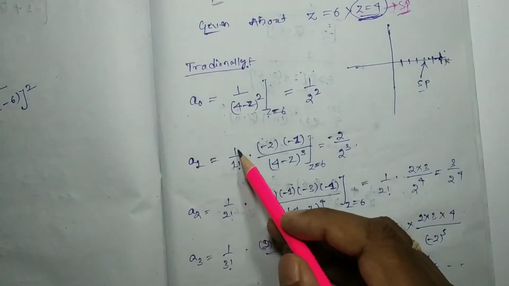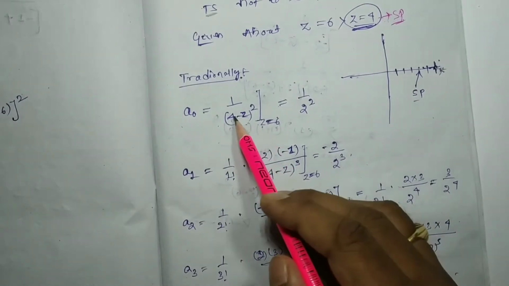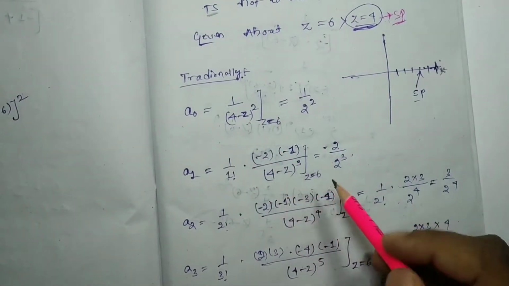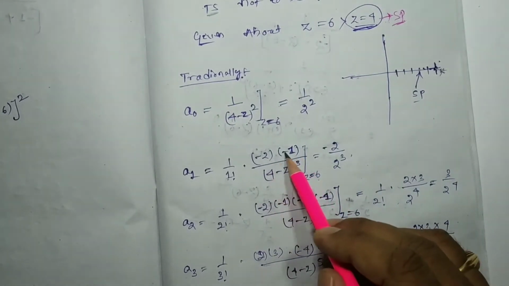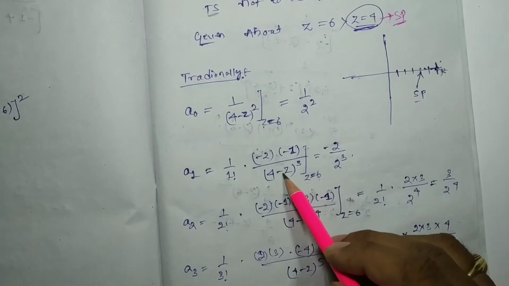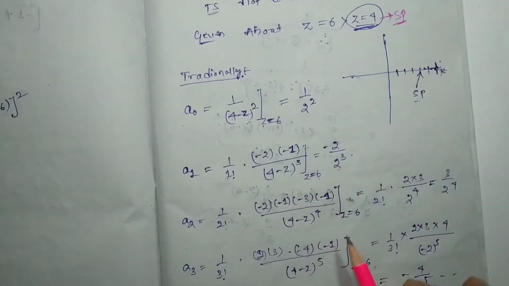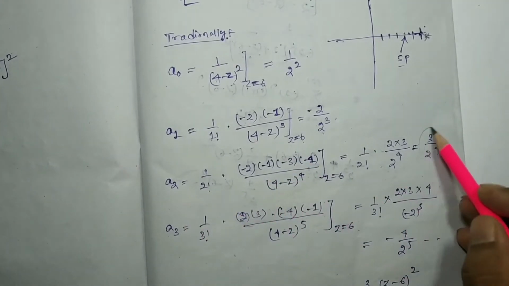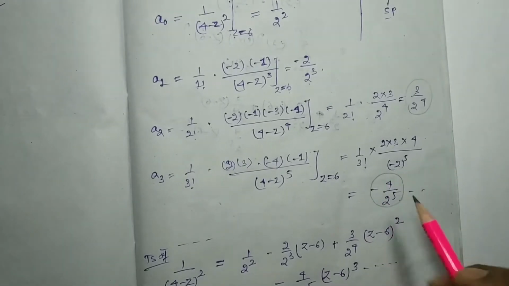A1 will be 1 by 1 factorial, and the derivative of this one will be minus 2. Again the derivative of 4 minus z will be minus 1, divided by (4 minus z) cube at z equal to 6. If we put it, then this numerator will be plus, z equal to 6 means minus 2 to the 3, so it will be minus 2 by 2 to the 3. And a2 you can find is 3 by 2 to the 4. A3 you can find is minus 4 by 2 to the 5.